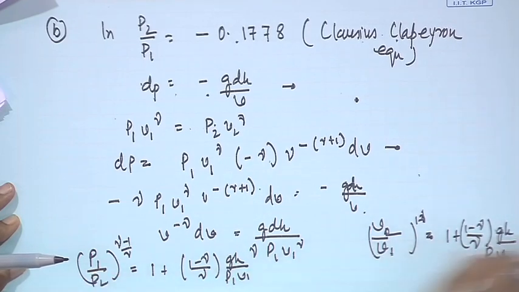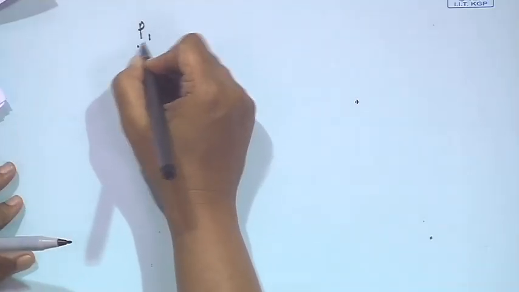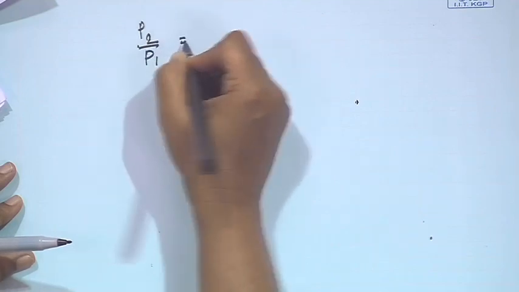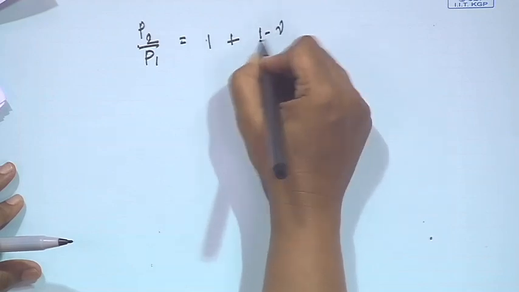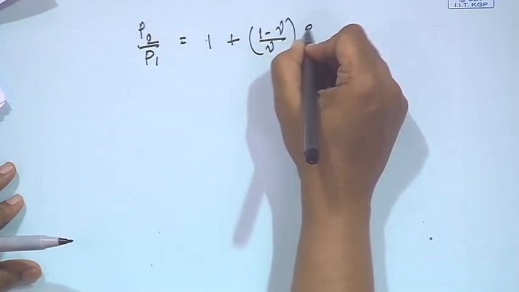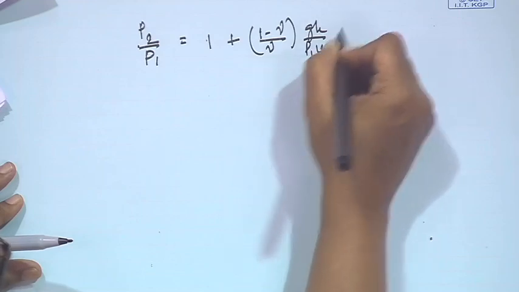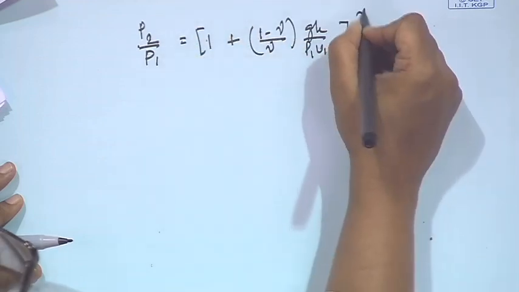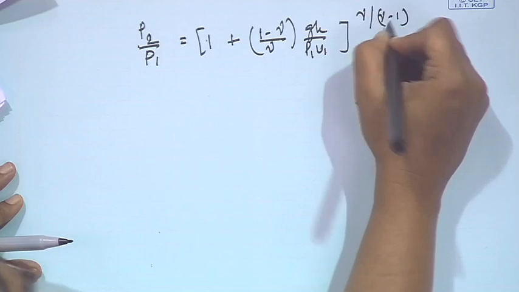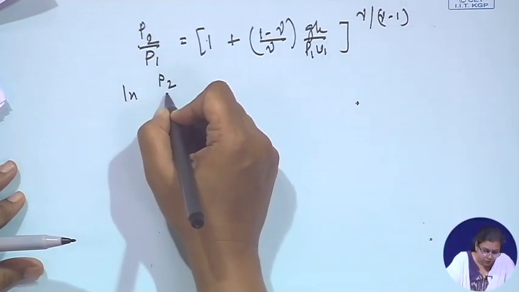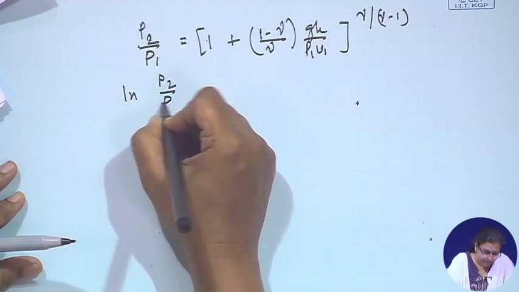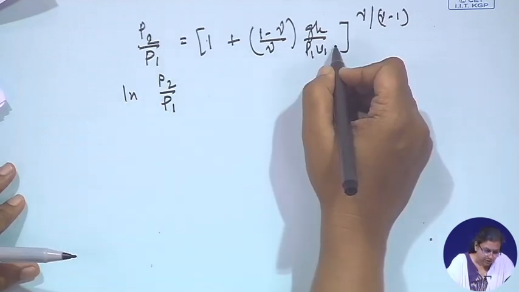So, therefore, from here what do we get? We get from here that P2 by P1 is simply 1 plus the reciprocal of the thing which I had written down there, GH by P1 V1 whole to the power gamma by gamma minus 1, right. And from there I get ln P2 by P1. I can very well substitute everything here.